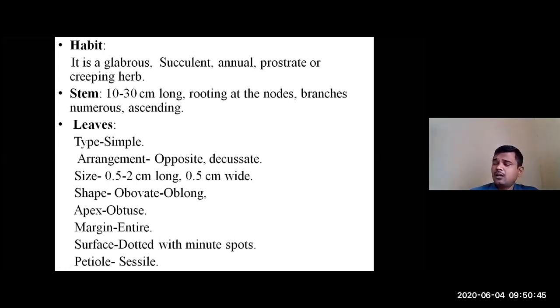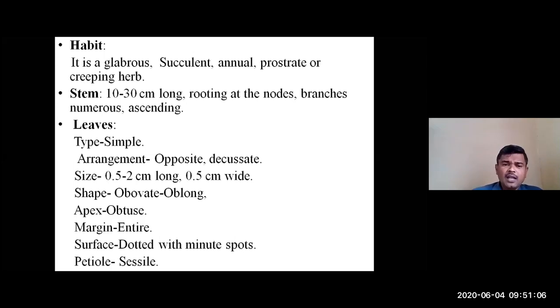You can see in our garden around 1 to 2 feet. They spread the stem about 1 to 2 feet in length along the ground level, rooting at the nodes, as I have shown in the pictures. At every node the rooting will be present, and the branches are numerous and ascending.